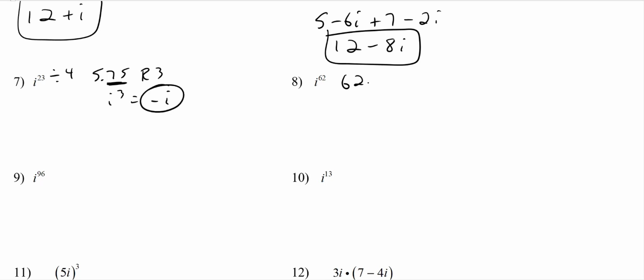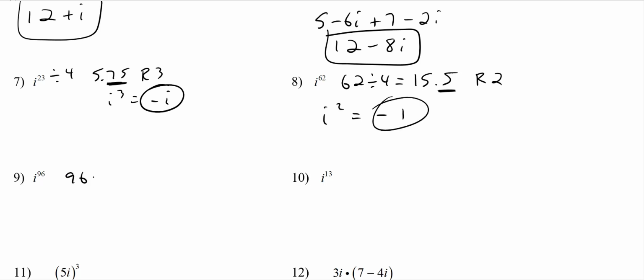Okay, 62 divided by 4 is 15.5. Okay, that means remainder 2. So it's I squared. And I squared is negative 1. That's the answer.